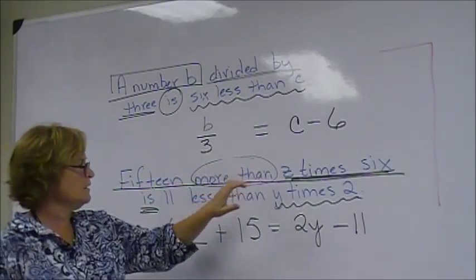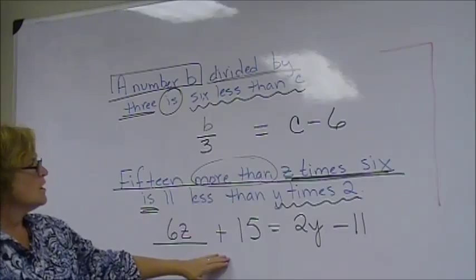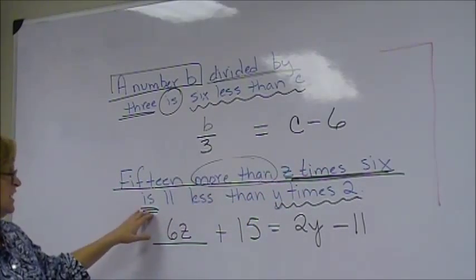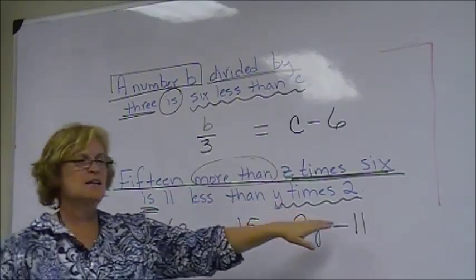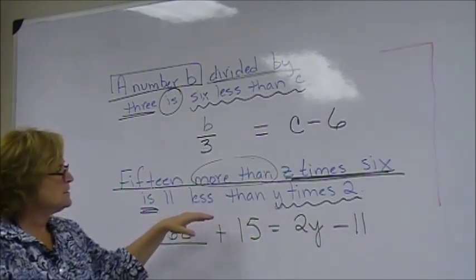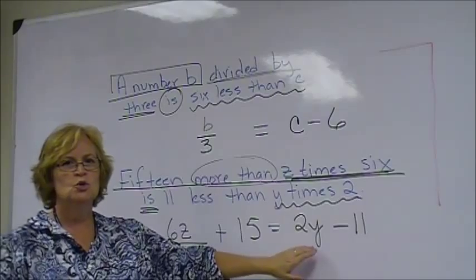So let's read it. 15 more than, that's my addition. Then z times 6, so that'd be 6z, is, that's my equals. 11 less than, that means I'm taking 11 away from something. What am I taking it away from? I'm taking it away from y times 2, which would be 2y.